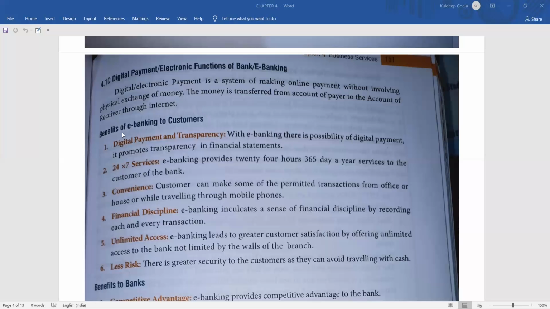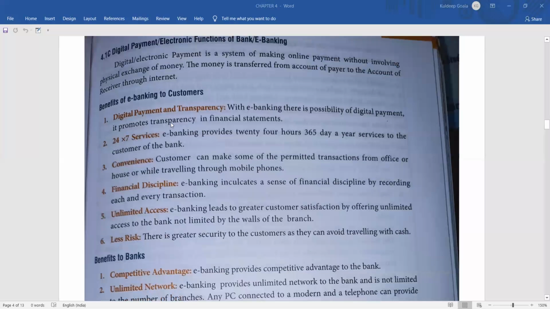So what is the benefit that e-banking gives to the customer? The first thing is digital payment and transparency. Digital payment means without any visit to the bank, you can simply use your mobile phone or your online banking user ID and password, and you can make the payment. And it will be very transparent. The receipt will come automatically and it will show to whom you have made the payment. So digital payment and transparency is there.